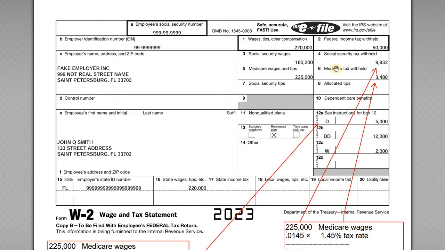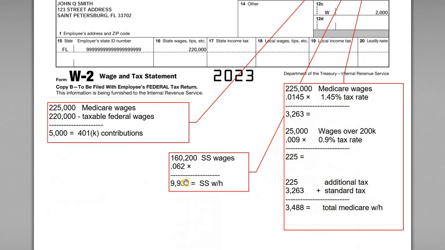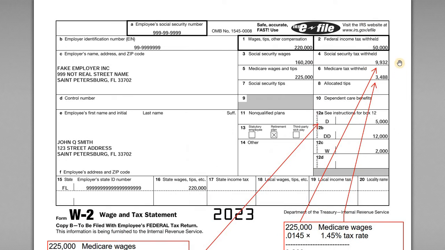$160,200. So when we look at box 4, the Social Security taxes withheld, the $9,932 is 6.2% of those Social Security wages. So on $160,200, 6.2% means your employer withheld $9,932 of Social Security tax.